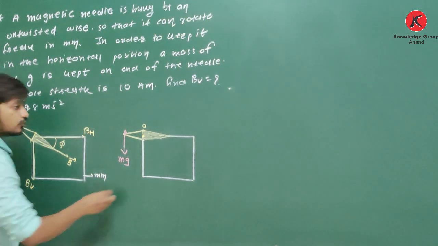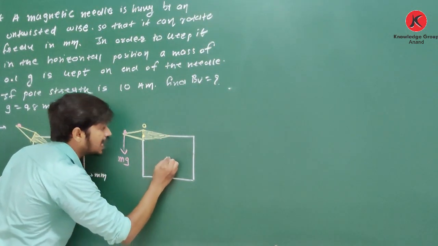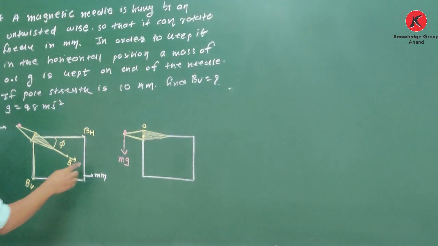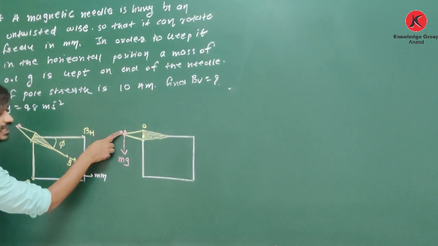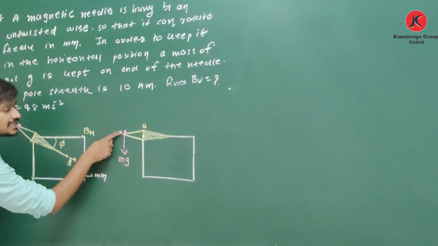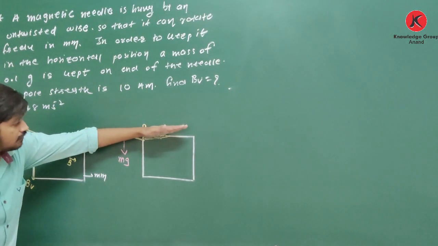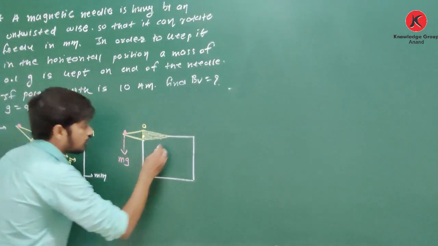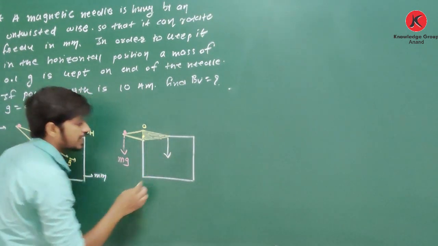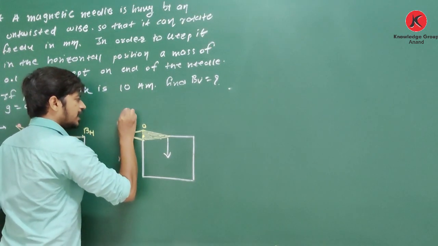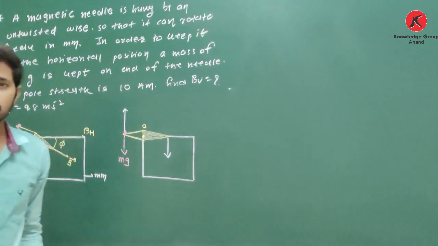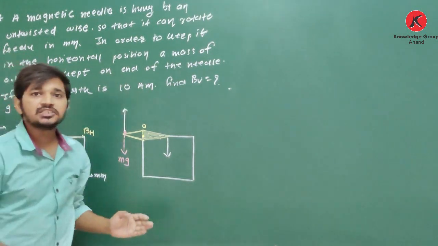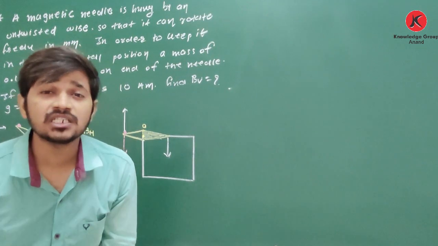So there is some force acting on this pole in the downward direction and some force acting on this pole in the upward direction. Again, if I take this mass from this end, the needle will align like this. It means the force acting on this pole is vertically downward, and the force acting on this pole is vertically upward.